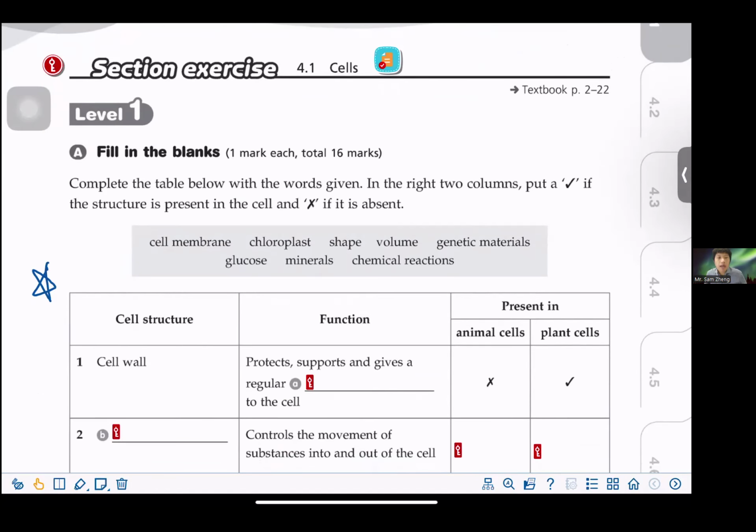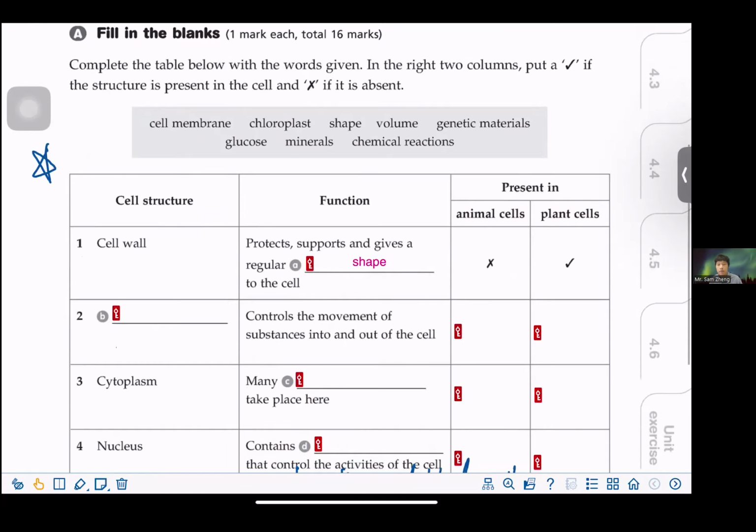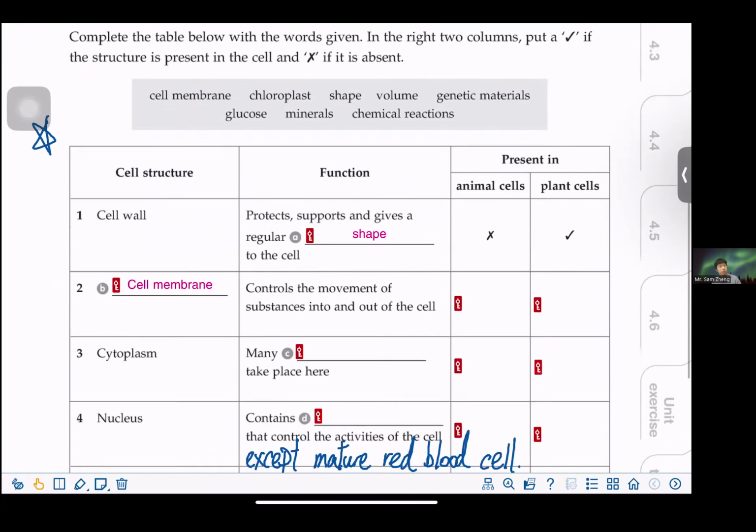Okay. So now here, we can see there is a cell structure. We call it the cell wall. The basic function of the cell wall is to protect, support, and give a regular shape to the cell. We can only see the cell wall in plant cells, but not in animal cells. On the other hand, there is another structure very close to the cell wall, and it is the cell membrane.